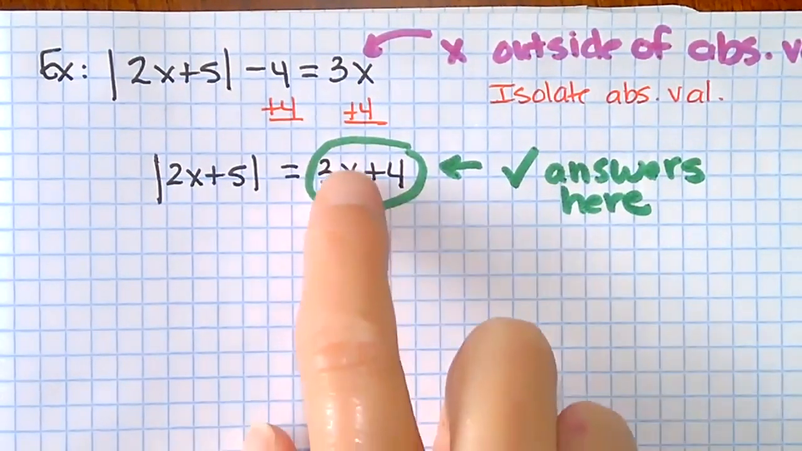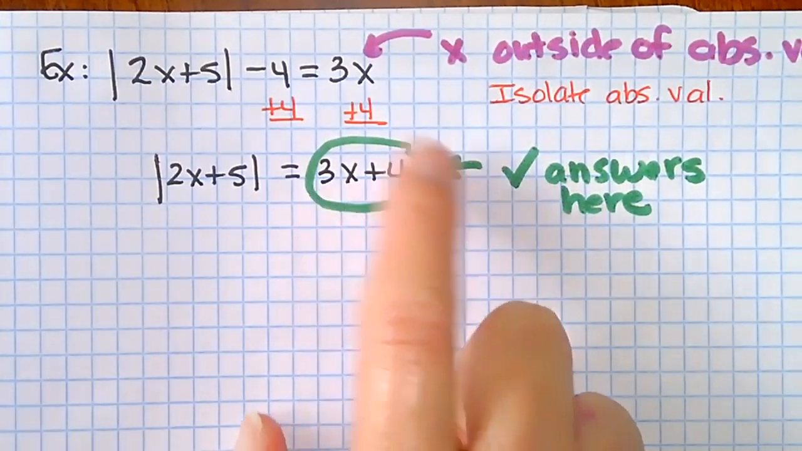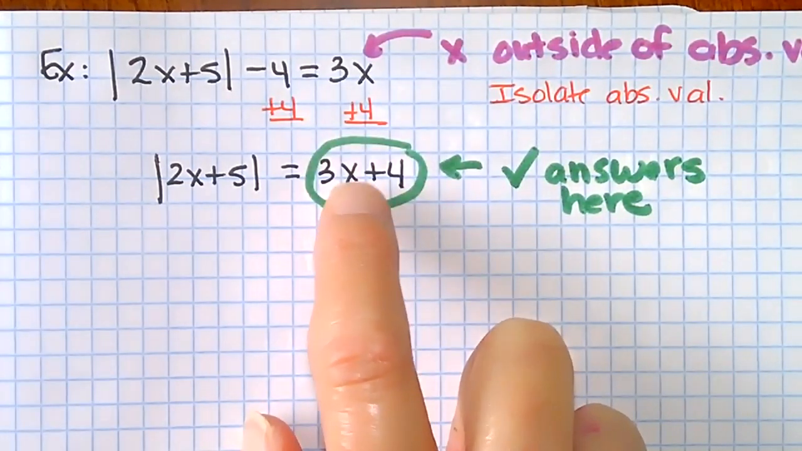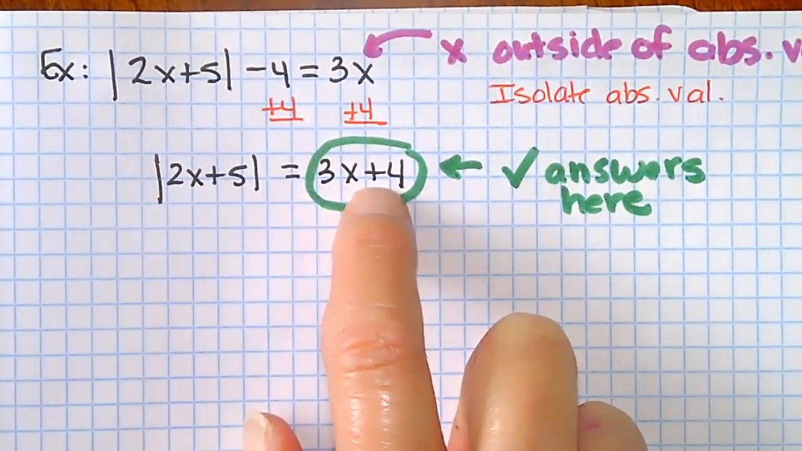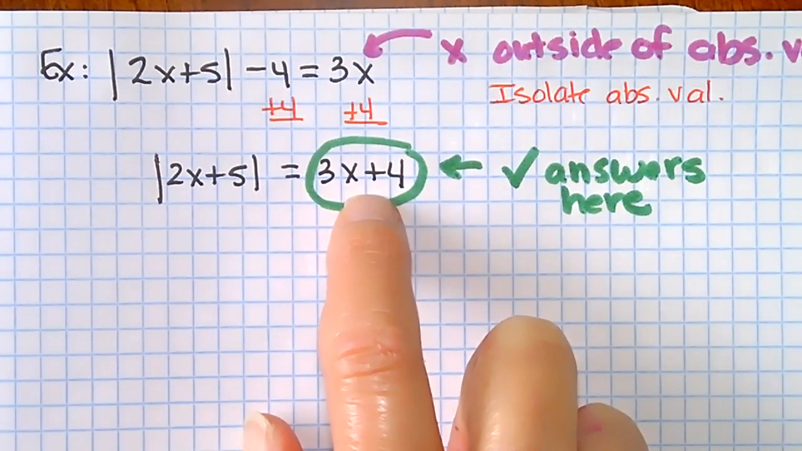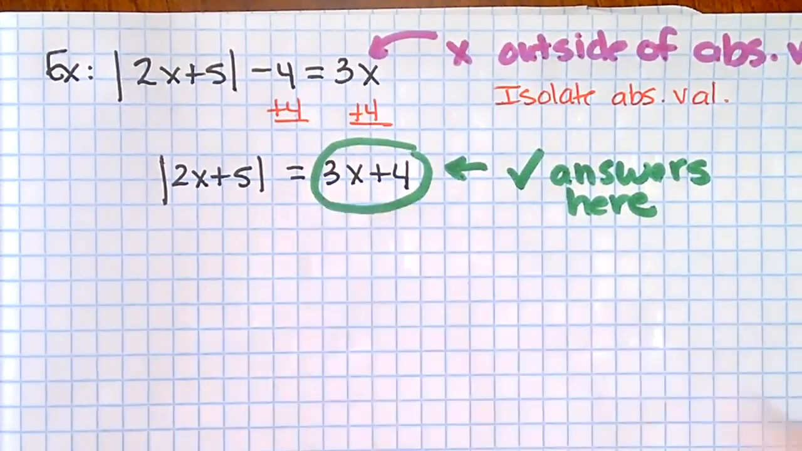So again, this could be positive. Let's say my x was 10, 30 plus 4 would be 34. That would be positive. Let's say my x was a negative 10. That would give me a negative 30 plus 4, which is a negative 26. That would be negative. So we need to check because we don't know if this is positive or negative.